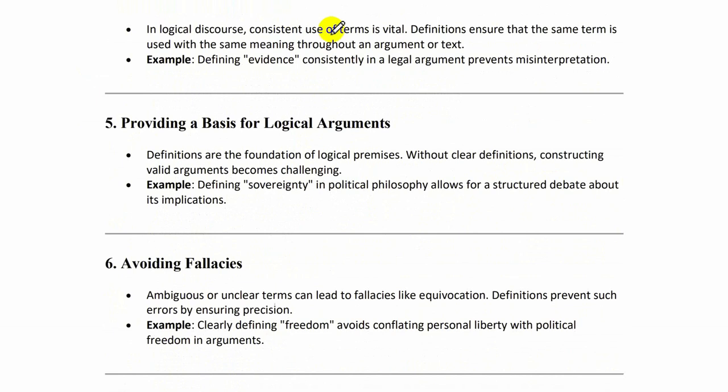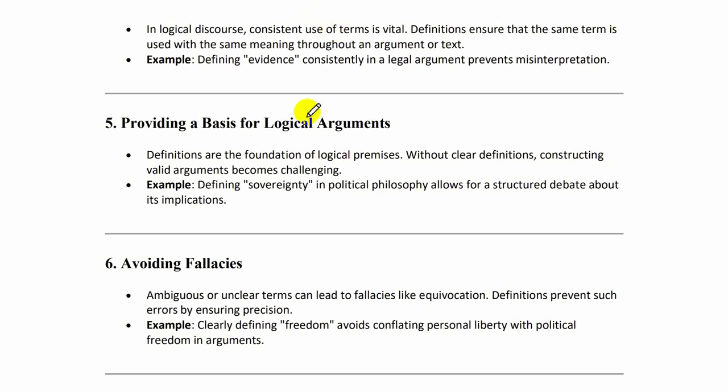Promoting consistency. In logical discourse, consistent use of terms is vital. Everybody has to be on the same page. Definition ensures that the same term is used with the same meaning throughout an argument or text. Defining evidence: everybody should know what evidence is when they are in a discussion or an argument, or a legal argument for that matter. Defining evidence consistently in a legal argument prevents misinterpretation. So everybody should know what evidence means.